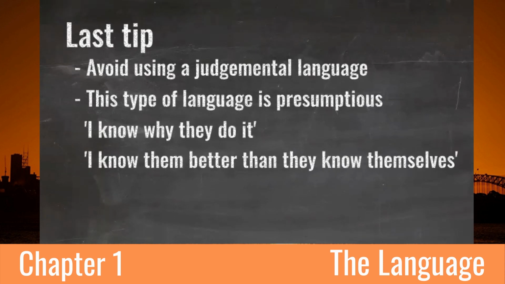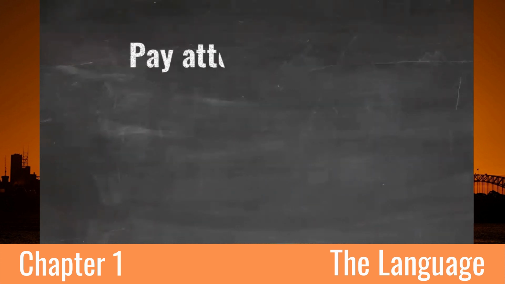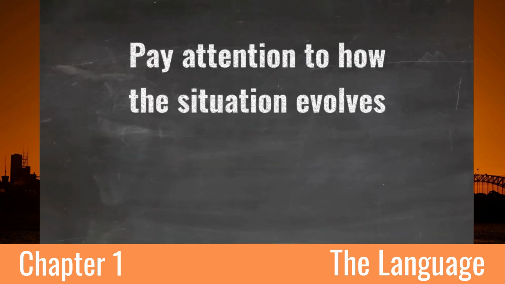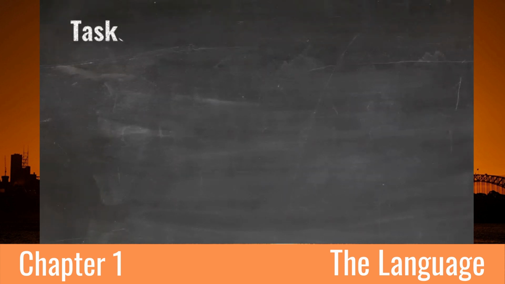While on one side it is presumptuous, on the other, it is focused on searching and finding proofs to confirm the assumptions. They are suspicious, and anything the person does is twisted and taken as a confirmation of their suspicion. Instead of trying to predict the outcome of situations, pay attention to how the situation evolves, asking questions instead of making assertions. Let's get to the task of this video.